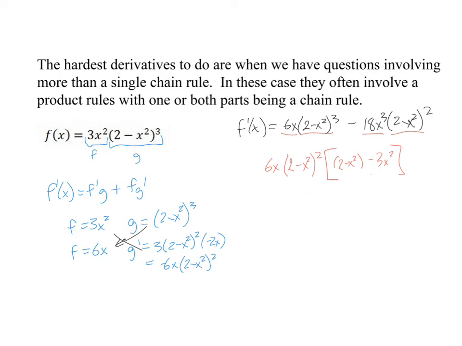And we're almost done. So the only thing we want to do is simplify this bracket out. So we have 2 minus x squared minus 3x squared. So let's put those together to be minus 4x squared plus 2. And we can even take out a 2 if we want. That might make it a little bit easier. So let's make it 2 times negative 2x squared plus 1. And that's it.